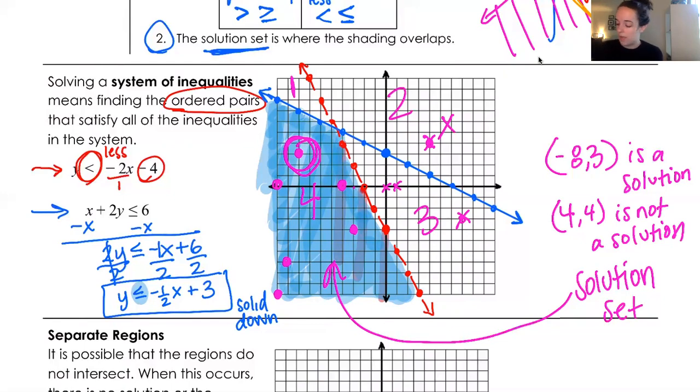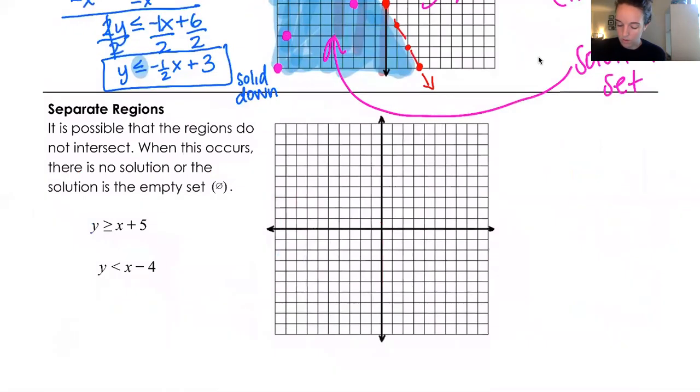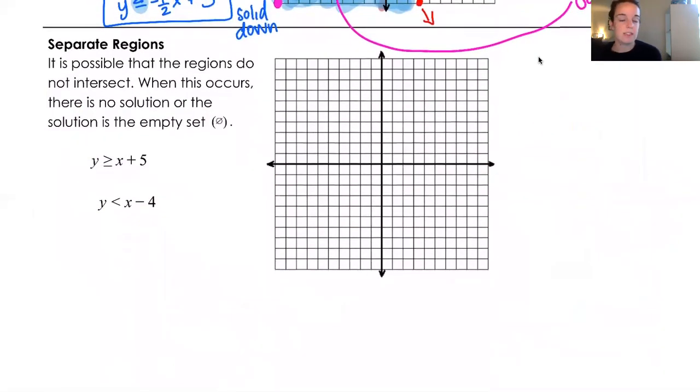All right, we also have one more. Let's go ahead and look at this one. It says separate regions. It is possible that the regions do not intersect. When this occurs, there is no solution, or the solution is the empty set, and we mark the empty set like this, with a little circle with a line through it. So let's see an example of this.